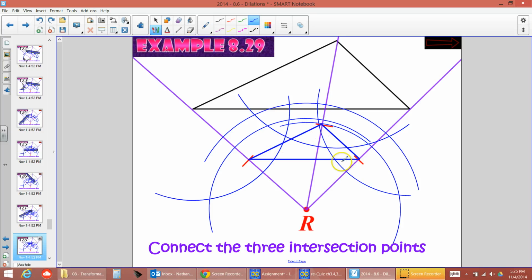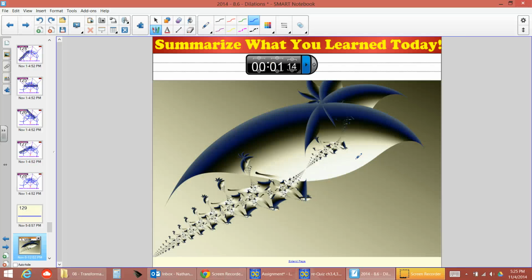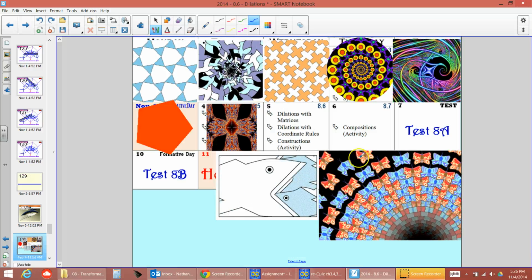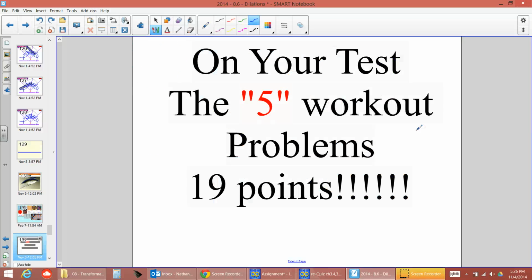Now most of this we covered at the beginning of the year, so I'm not going to take a lot of time on this, but you should be able to construct perpendicular bisectors, or the half circle-y things, and the eye shapes just fine. Okay, do not erase your extra marks. That's you showing your work. Please summarize what you learned about as far as dilations go. And then look at the calendar. Tomorrow we're doing a composition activity, and then the test is on Friday.